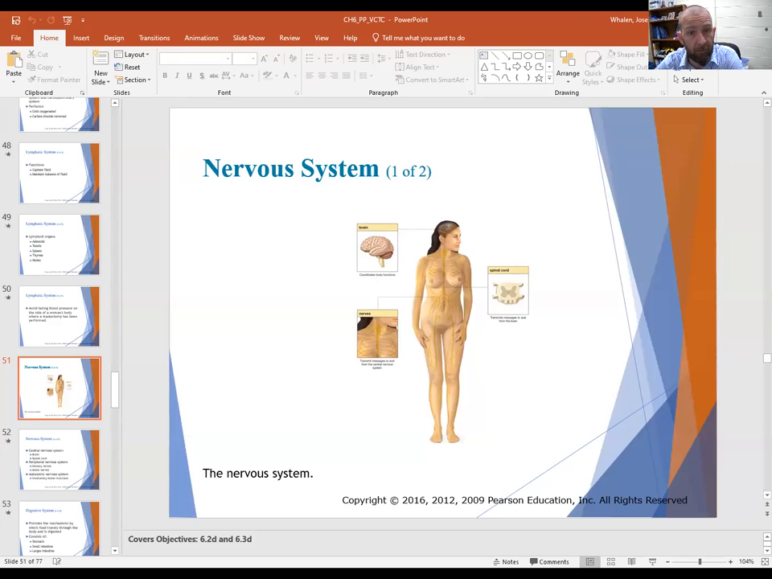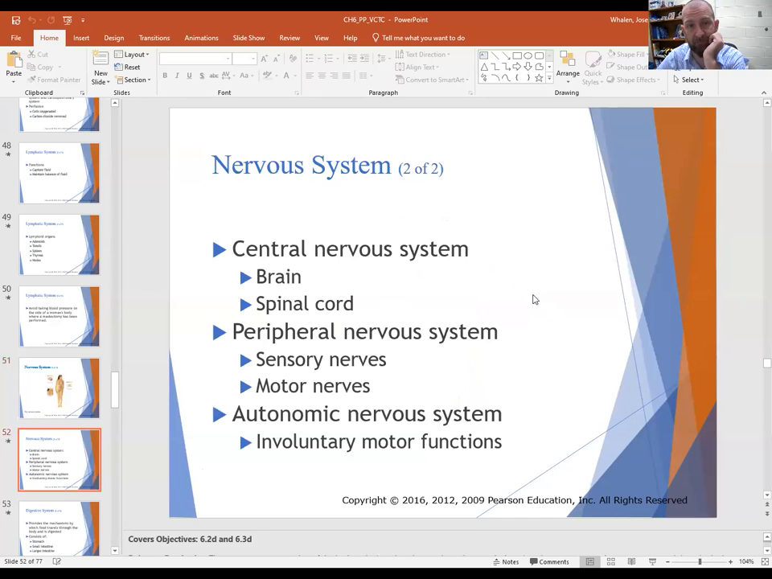We have several divisions. There are two divisions that deal with just the anatomy. The other three divisions deal with jobs. So just the anatomy, the divisions are the central nervous system, which is composed of the brain and spinal cord. And we have the peripheral nervous system. These are our sensory and motor nerves.